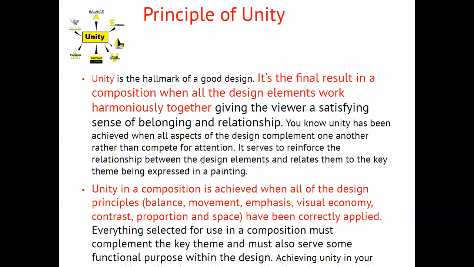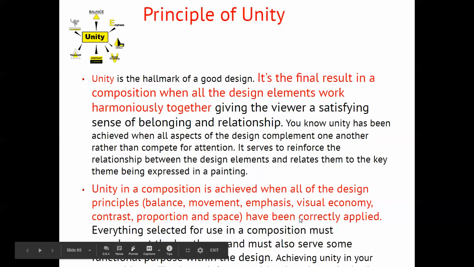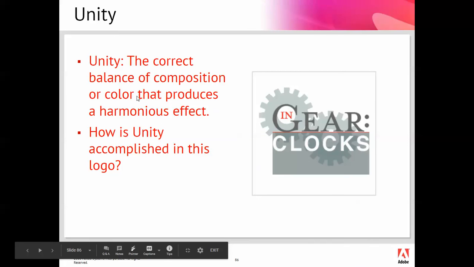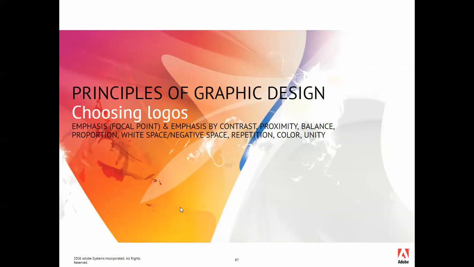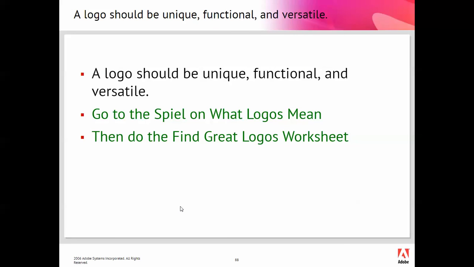All right, so unity is the hallmark of good design. It's the final result in a composition when all the design elements work harmoniously together. Unity is achieved when all the design principles have been correctly applied. So write that down in your notes. It's the correct balance of composition or color that produces a harmonious effect. How is unity accomplished in this logo? Answer that question.